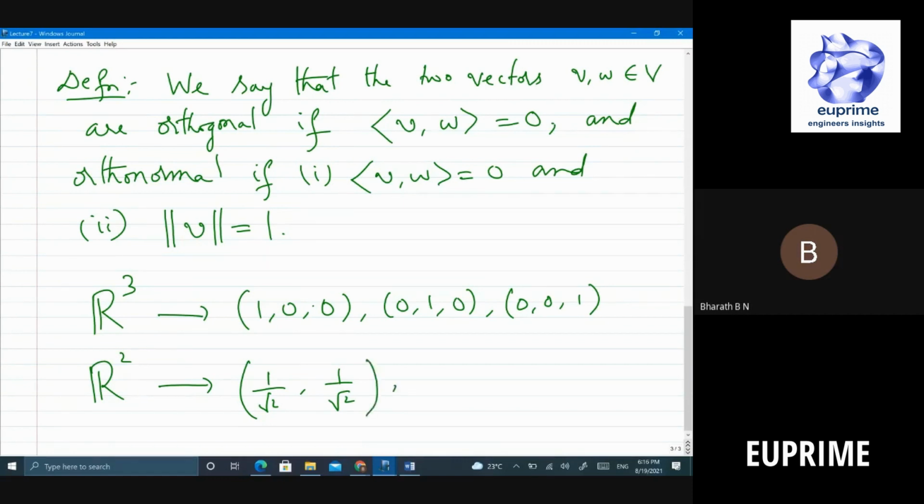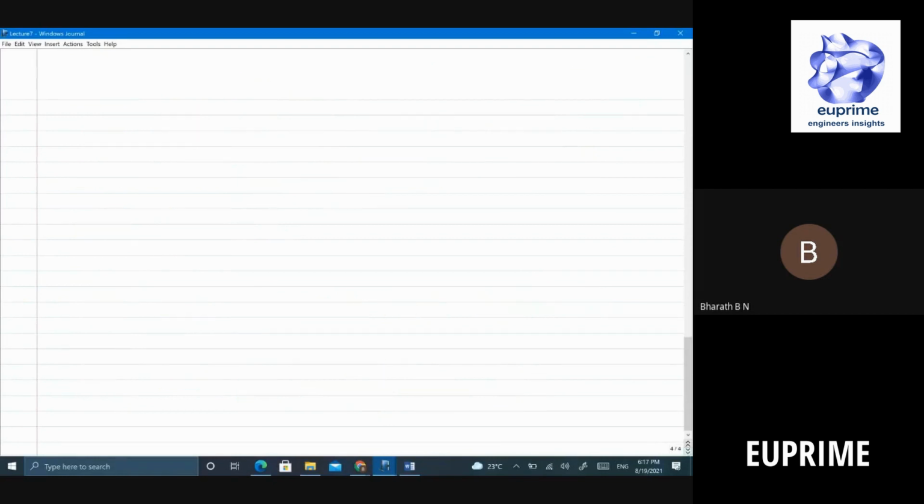Now, I want to come up with the basis. This is one vector. What will be the other vector? (-1/root 2, 1/root 2). So these two vectors form an orthonormal basis. In other words, if the basis turns out to be orthonormal, then we call it an orthonormal basis. If you are dealing with an orthonormal basis, things are nice because the inner product of two different basis vectors will be 0, and it is very simple and straightforward.